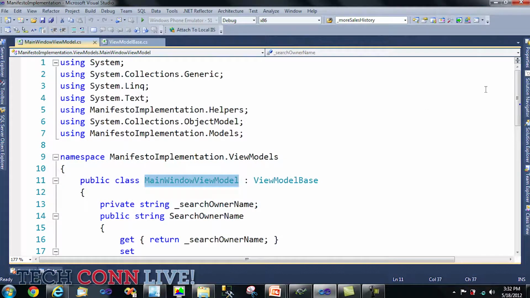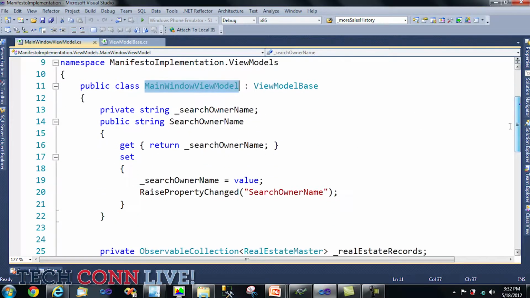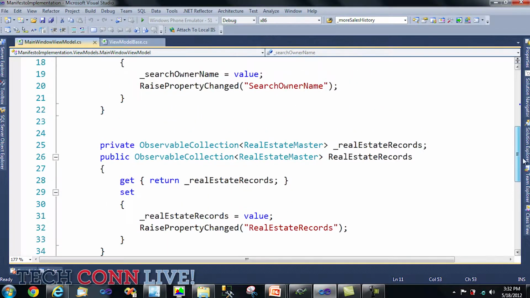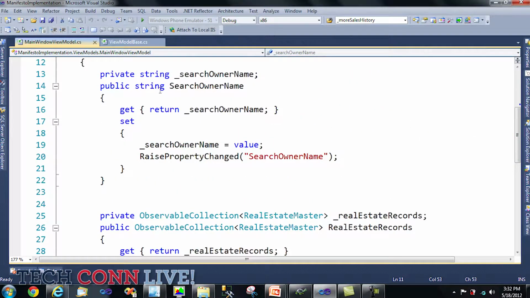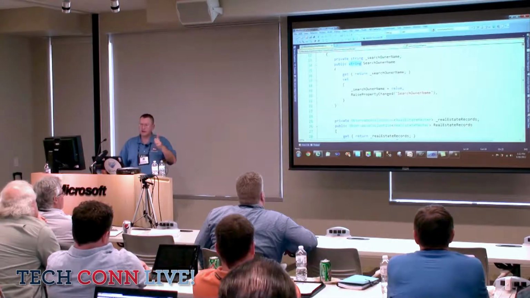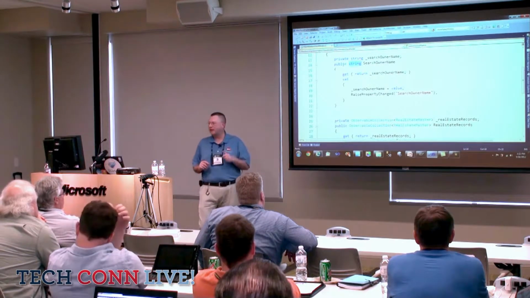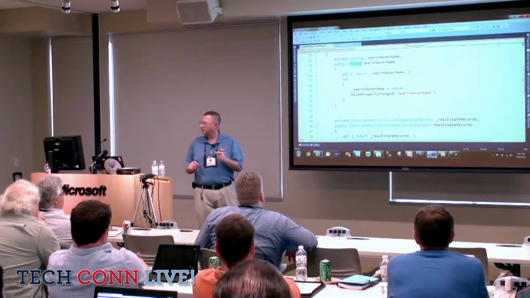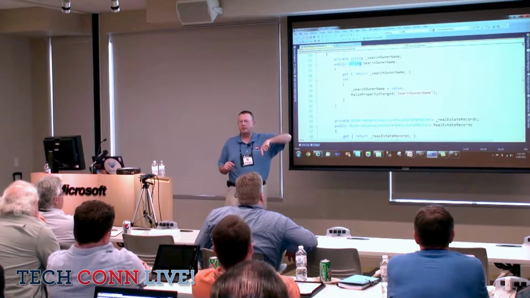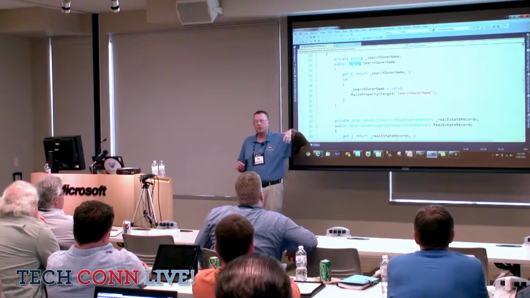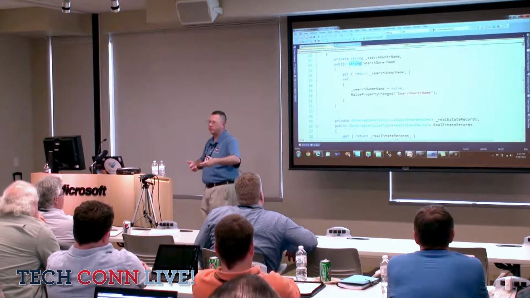Here's my main window view model. Inheriting from view model base. And I've gone ahead and added two properties in here. One is a simple string property. And you'll notice that A, it's a fully backed property, not an automatic property. And the reason for that is B, in the setter, every time we're setting it, we're raising that property changed. So now I can bind to this property in my view, and it will automatically push the data around.